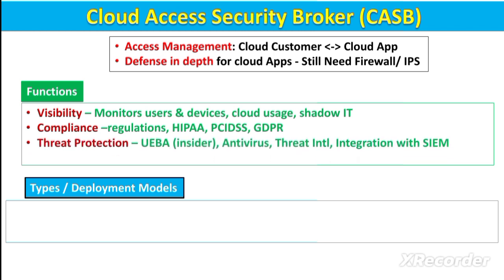The third function is threat protection. So CASB provides user and entity behavior analytics, which is a control to detect insider threats. And it can also provide antivirus services or threat intelligence. Furthermore, it can also integrate with security information and event management systems to alert the organization if any violation or security offense happens with regards to the cloud services which this organization uses.